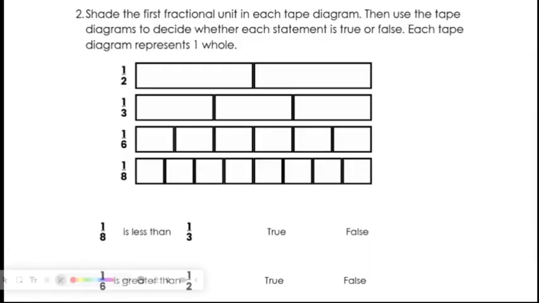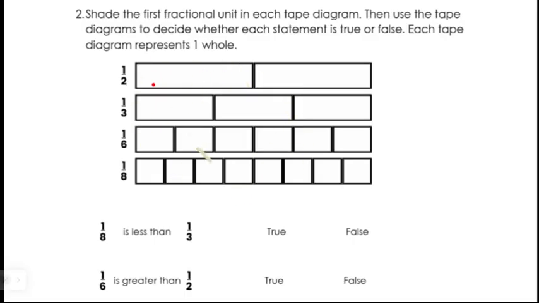Okay, so now I am on page 2, question 2. So make sure you're on question 2. And it says here, shade the first fractional unit in each tape diagram. So I need to shade the first fractional unit in each of these, okay? Then use the tape diagrams to decide whether each statement is true or false. Each tape diagram represents one whole. So it looks like I have to do 2 steps.